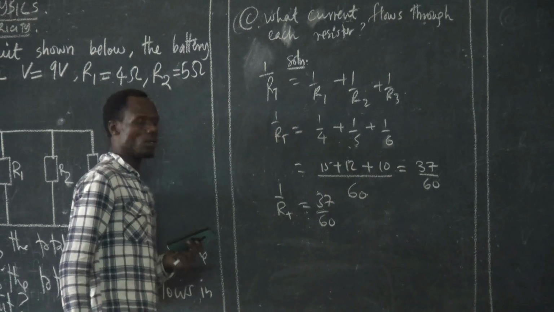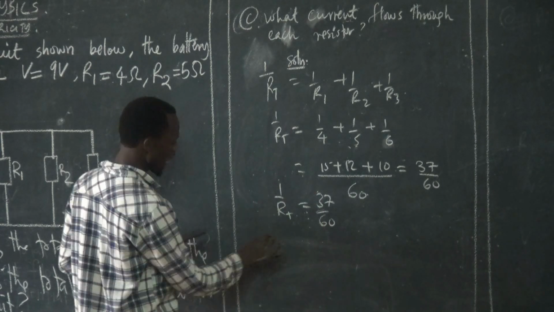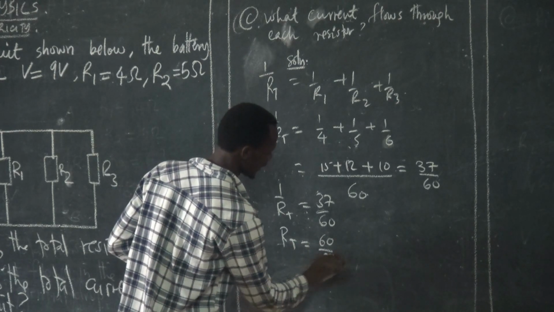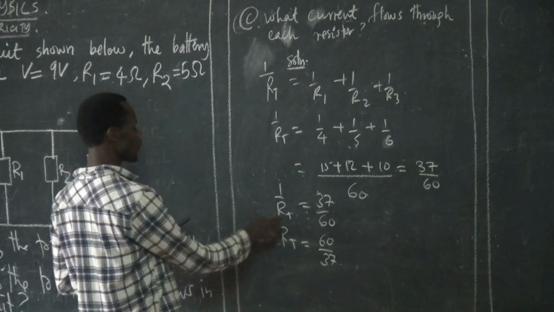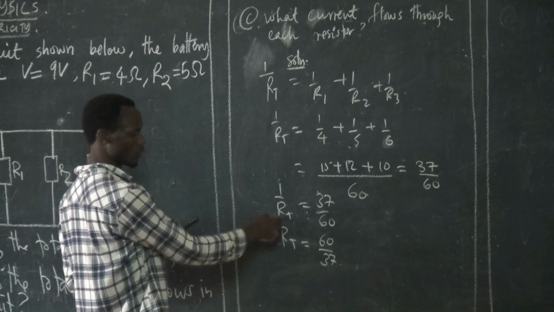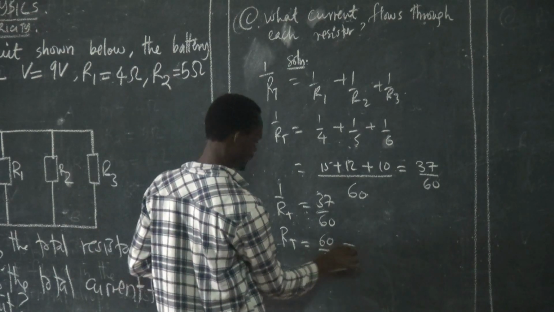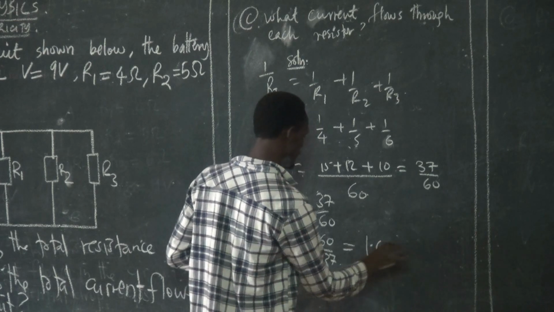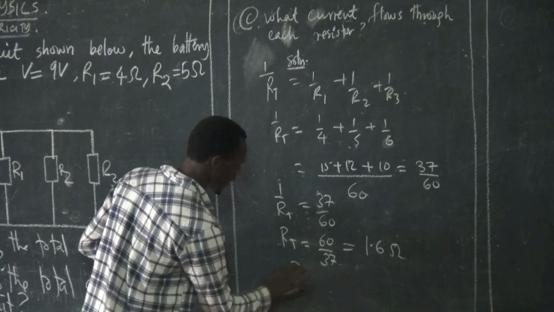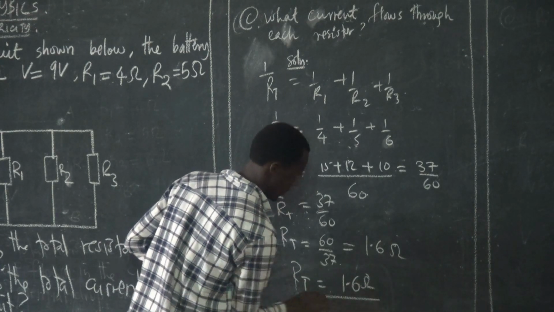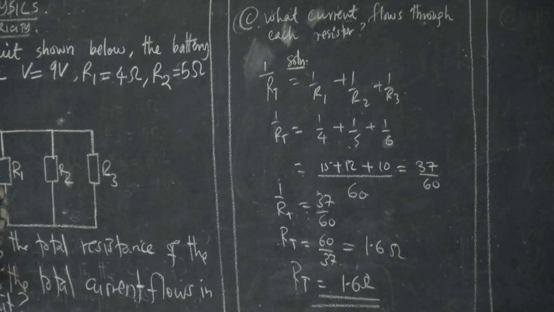Is it so? Now inverting, R total is equal to 60 over 37, the inverse of 1 over R total. Now 60 over 37 is equal to what? 1.6 ohm. Now the total resistance of the circuit is equal to 1.6 ohm. Now we are through with the first question.